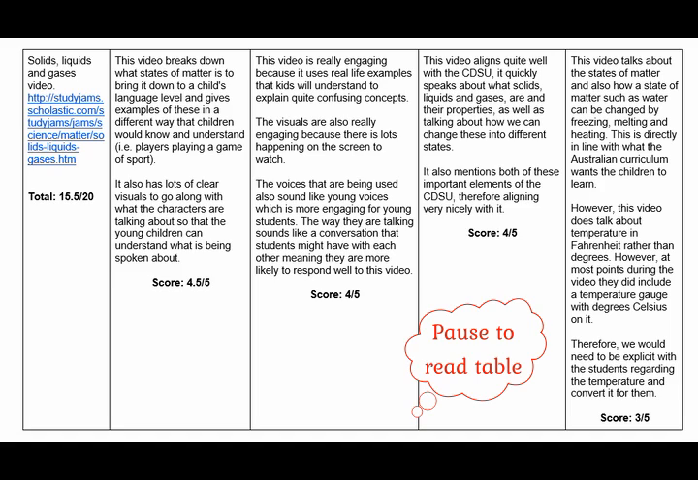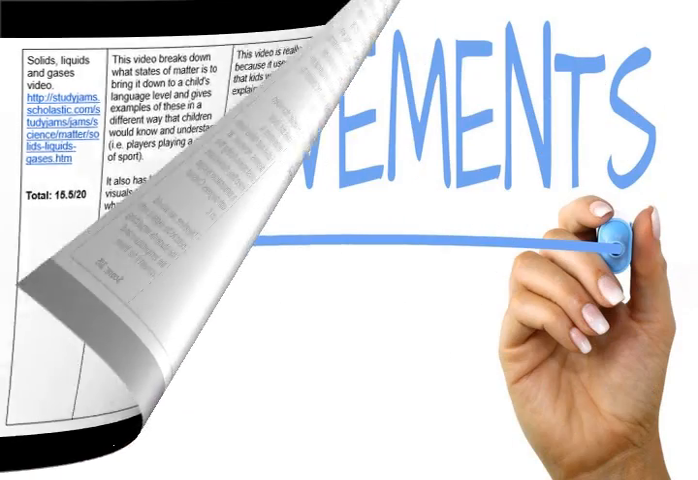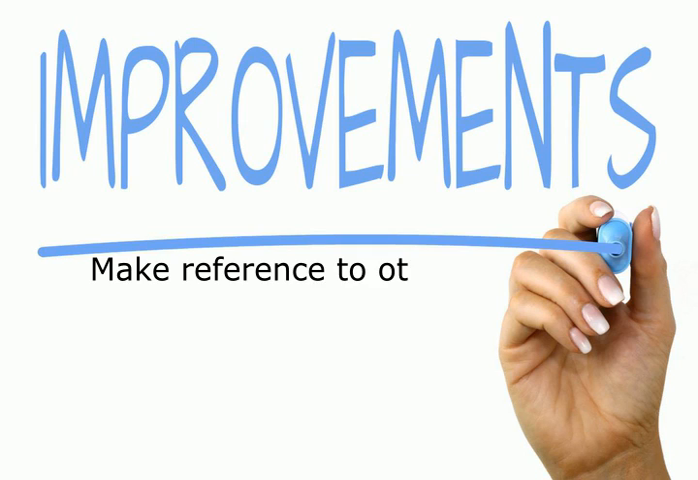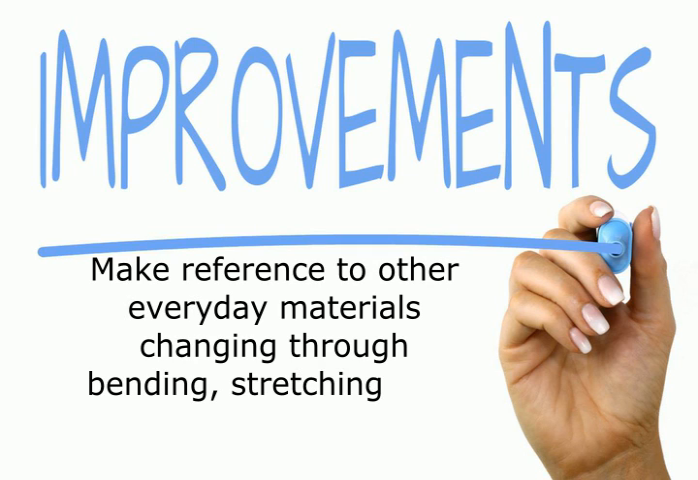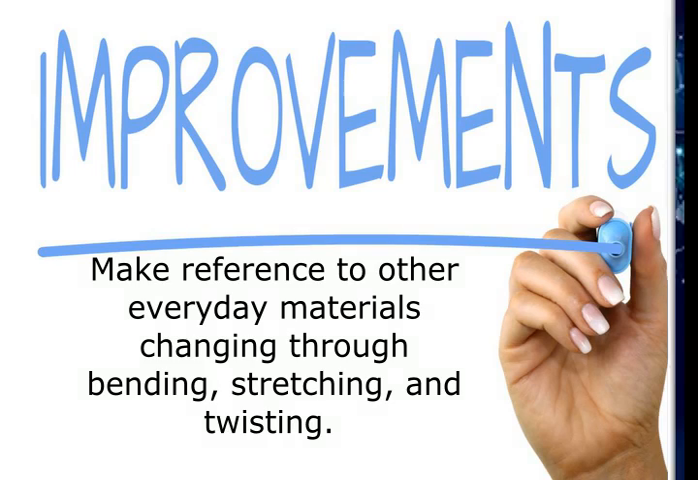However, the video is very engaging as it uses language students would understand and uses an example of a football player to explain matter. Therefore, we consider this our best of the best as this would be suited to implement into our future classrooms. These resources could be further improved to perfectly align with the curriculum by referencing other everyday materials physically changing shape or bending, stretching, or twisting.